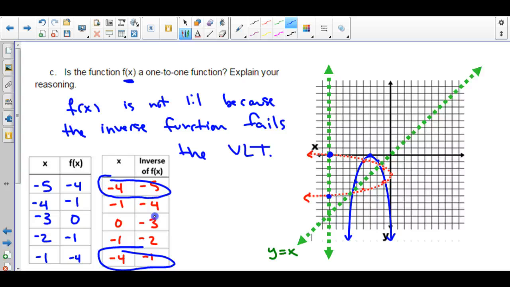So again, if your regular equation or its inverse is not a function, then that means that your regular function f of x was not one-to-one.